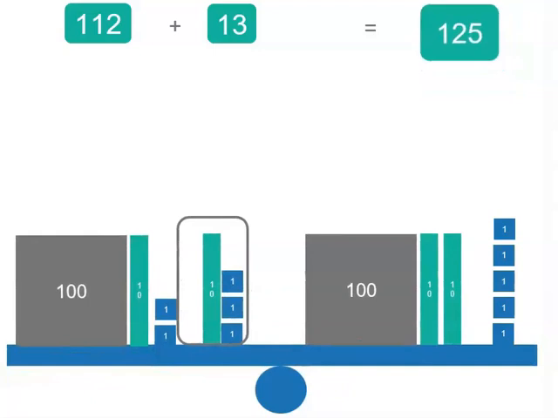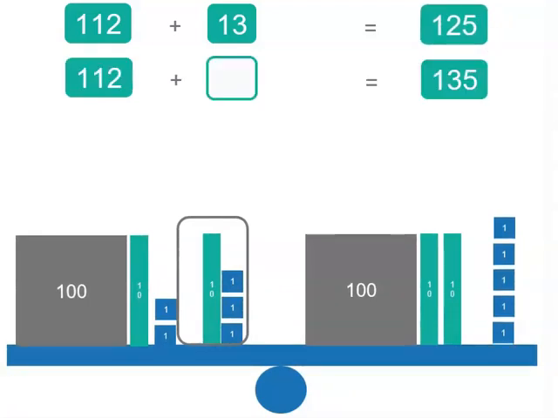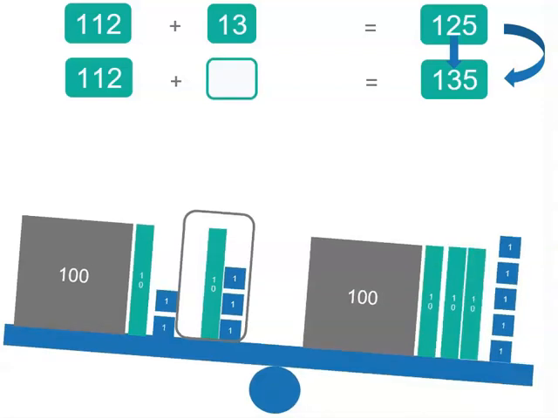What happens if we have 112, and we don't know what we have to add this time, but we're going to end up with 135? Now, the left-hand side equals the right-hand side, so our seesaw has to be balanced. So let's have a look. On the right-hand side, we've actually got an extra 10 now. So let's put our extra 10, and that tips it over. We've got more on that side.